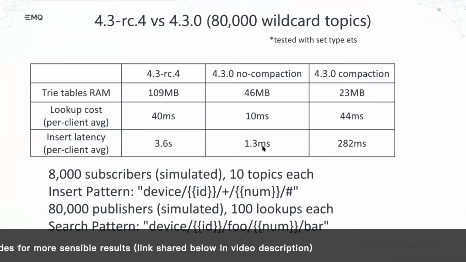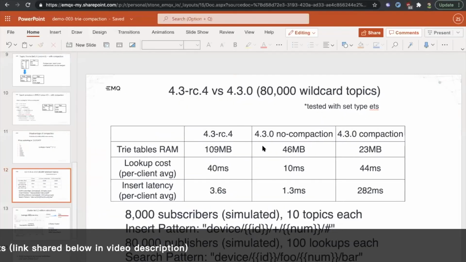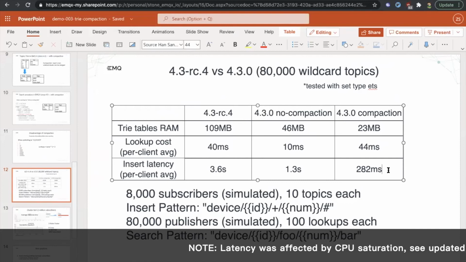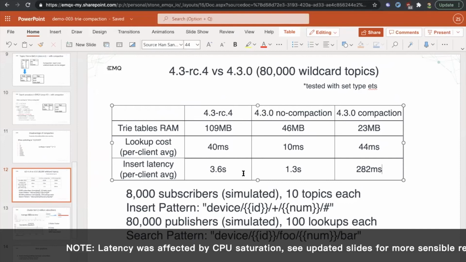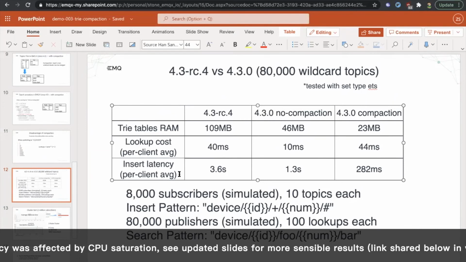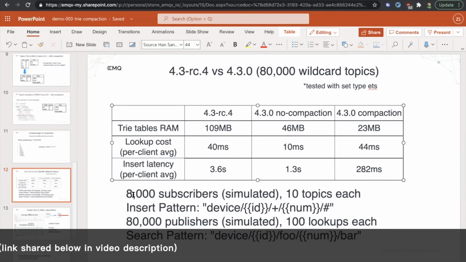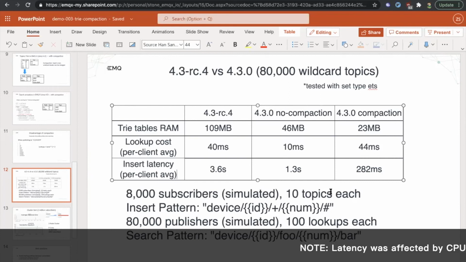It's per client, per Erlang process. Sorry, it's per process. Okay, because it says per client, I was thinking it's like one subscriber takes 3.6 seconds. Yes, that's one client. That's what I spawned in my local test. I spawned 8,000 subscribers. They subscribe to 10 topics each in this pattern.